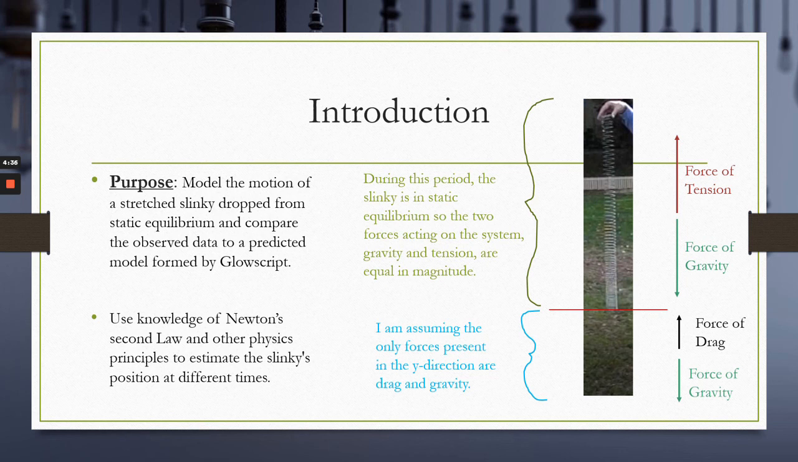On the right, you can see a simplified example of the thought process behind this lab. Once the hand in the picture drops the slinky, the bottom will remain in the same position as the top slowly drops. From this information, I concluded that the only forces acting on the spring in the green period are tension and gravity, which are equal in magnitude and are acting in opposite directions. Once the slinky drops below the red line, only forces of drag and gravity are present.